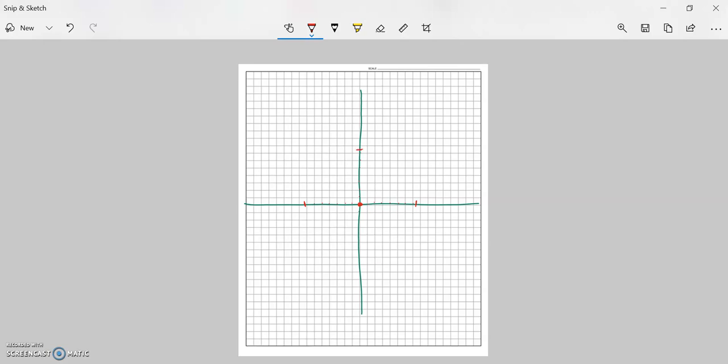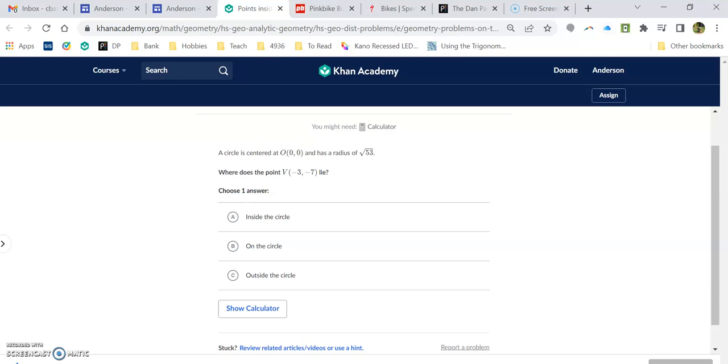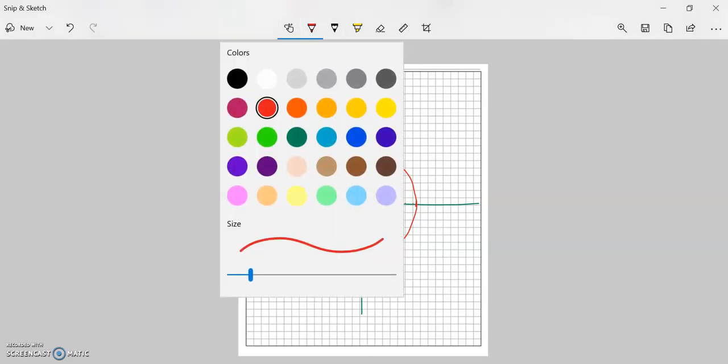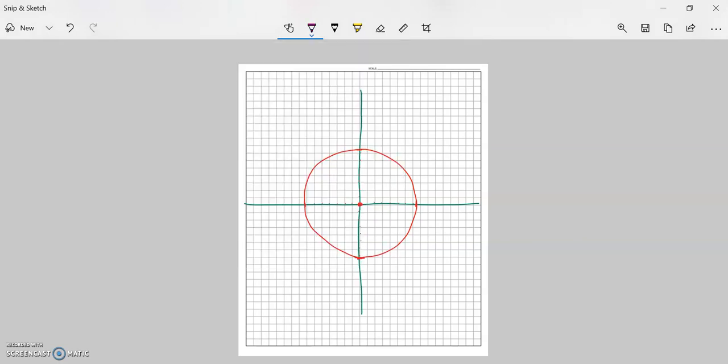4, 5, 6, 7. So here is our approximate circle. Pretty good. Proud of that one. And we're looking for the point V that's at -3, -7. So -3, 7. We'll do it purple. So -3, 1, 2, 3, 4, 5, 6, 7.